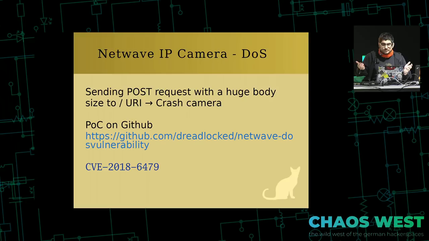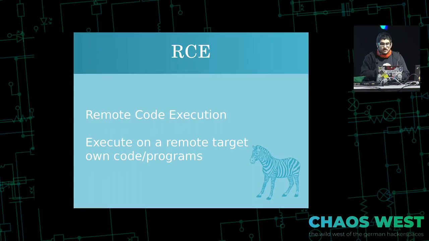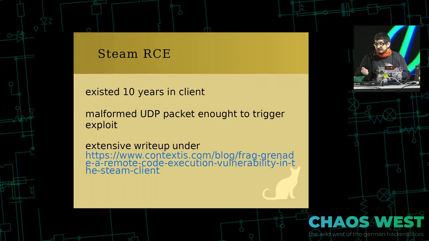Then our next category is RCE. You all heard it at the HPE iLO 4. So RCE is remote code execution. The idea is you can execute your own code or programs on a remote target. Most of you are probably gamers, and most of you also use a well-known gaming platform. Nintendo? Steam? Yeah, Nintendo. But yeah, Steam is a good gaming platform, because Steam had a remote code execution for nearly 10 years.